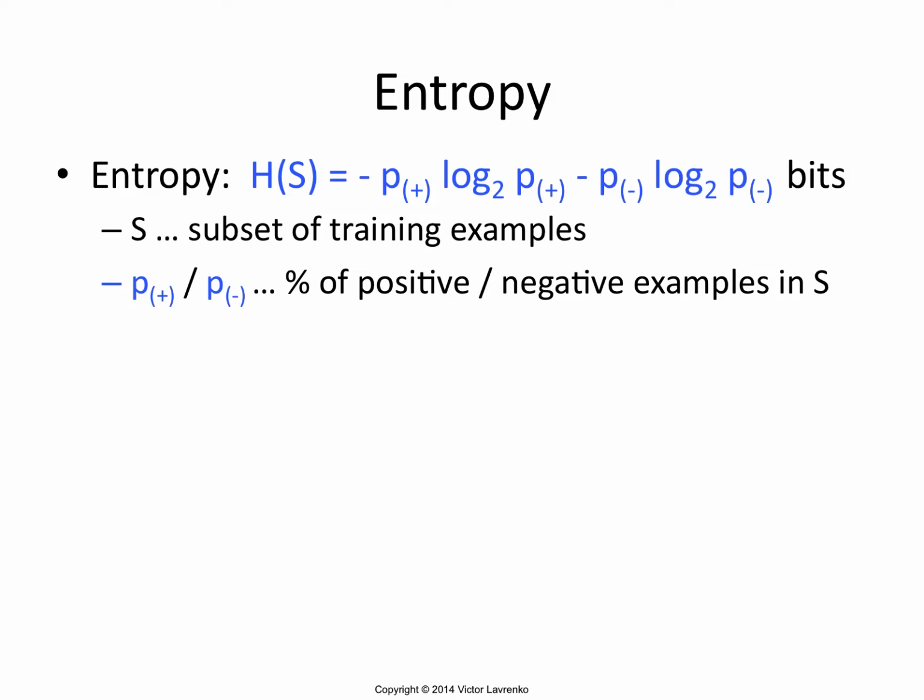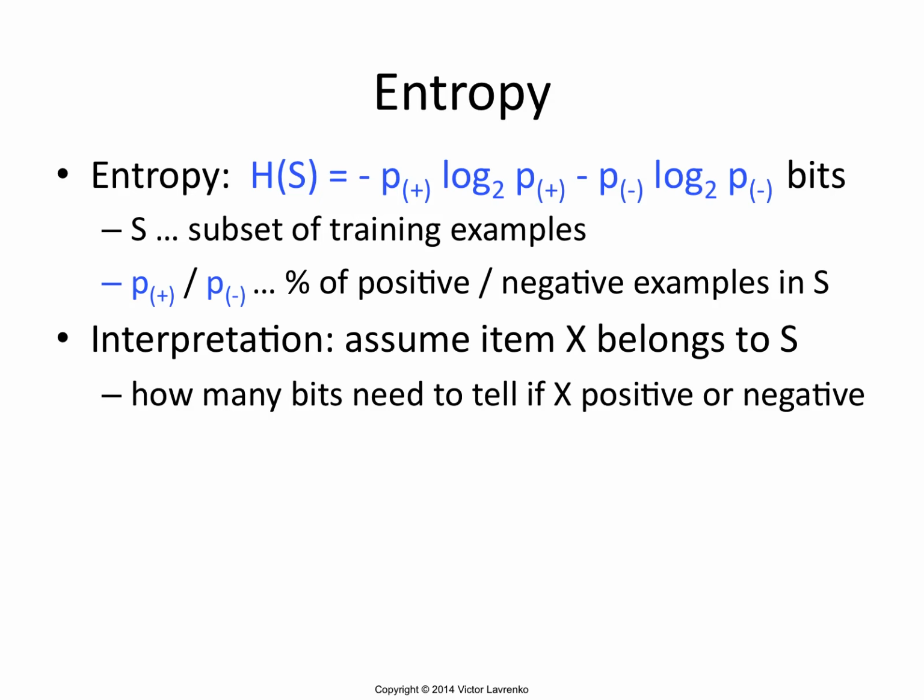Now, keep in mind, the entropy is specific to a subset S, and the P plus and P minus are the proportions of positives and negatives in that subset, not in your overall data set, just in the subset where you're trying to measure the purity.